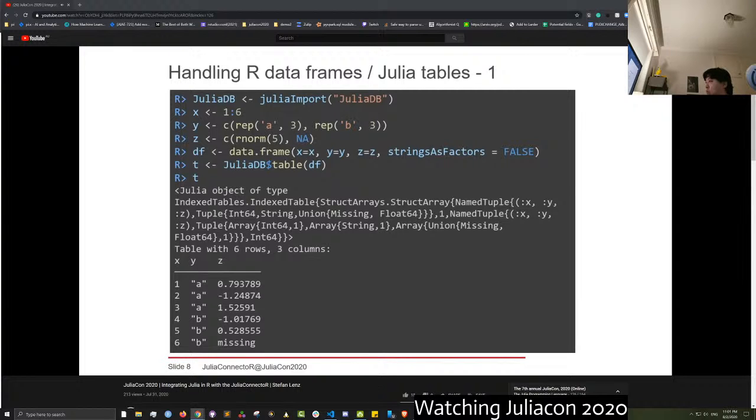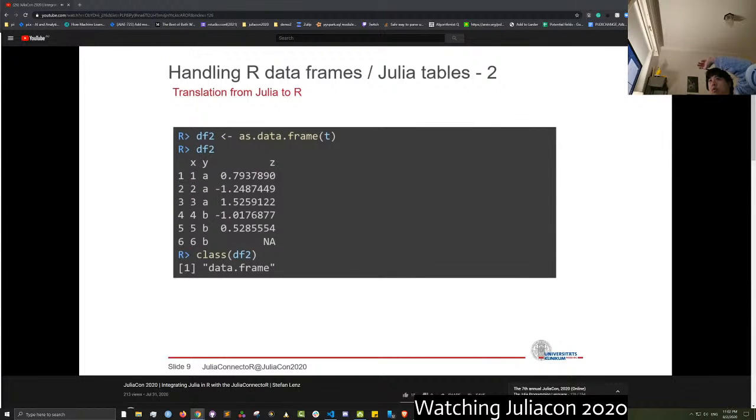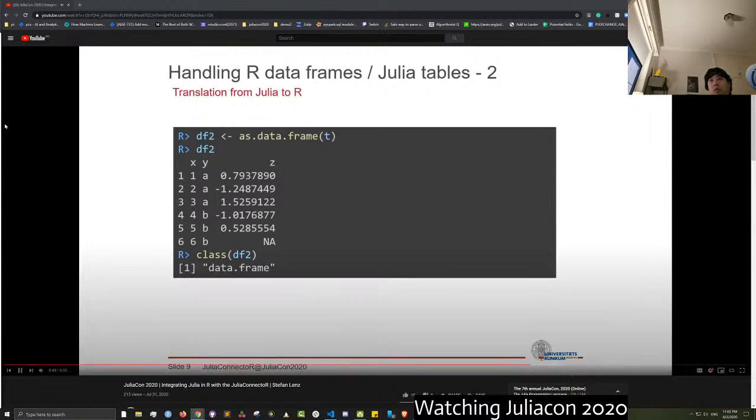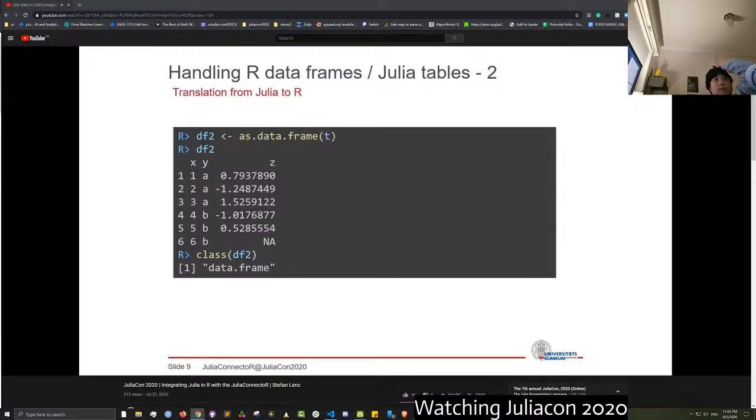The JuliaDB table function accepts any Julia structure that implements the tables interface to create a special index table. The Julia connector implements the tables interface for an R data frame such that it can be passed to the JuliaDB table function. You can also see here that the Julia connector handles missing values and will translate NA values in R to values of type missing in Julia. With a call to AsDataFrame, you can get a normal R data frame object from any Julia object that implements the tables interface, like the object we have created in the slide before.